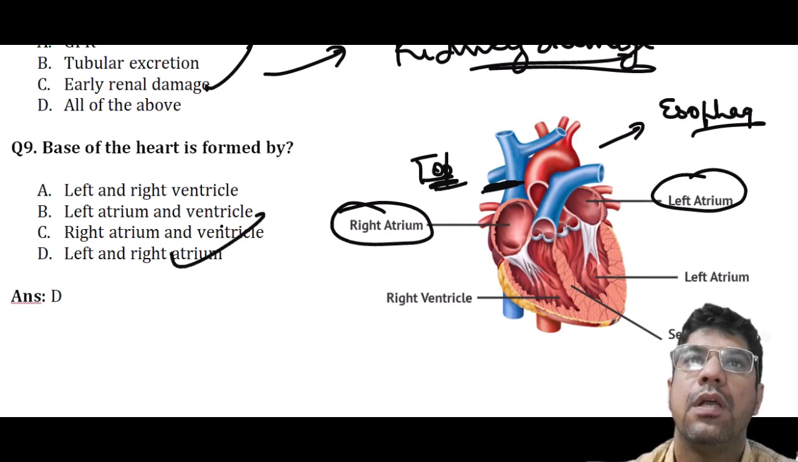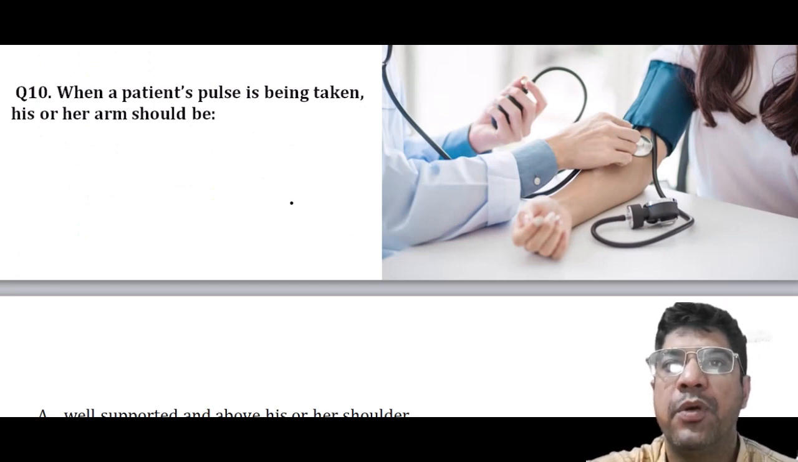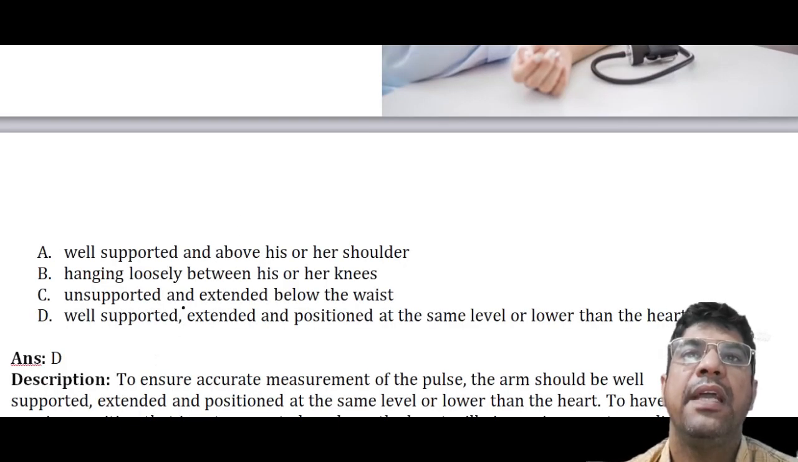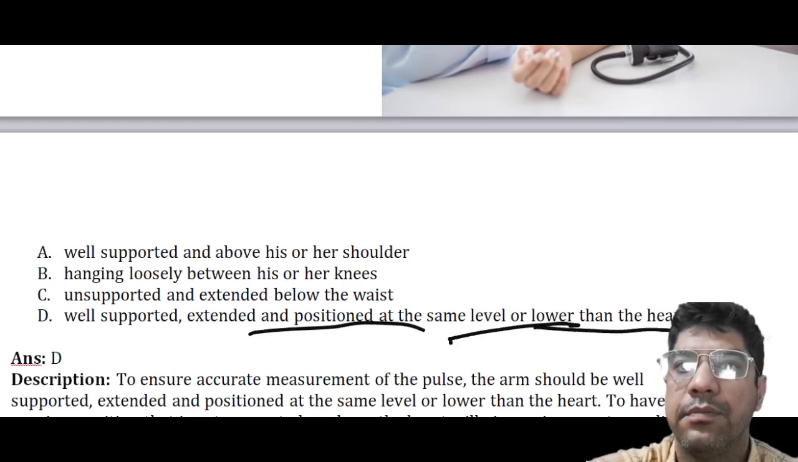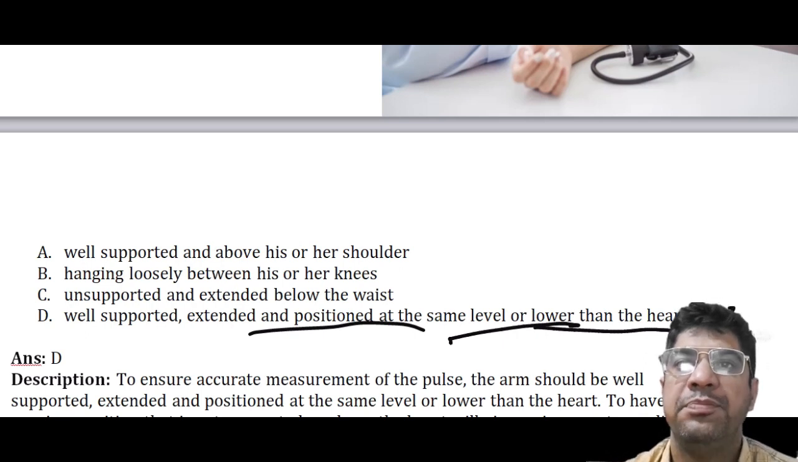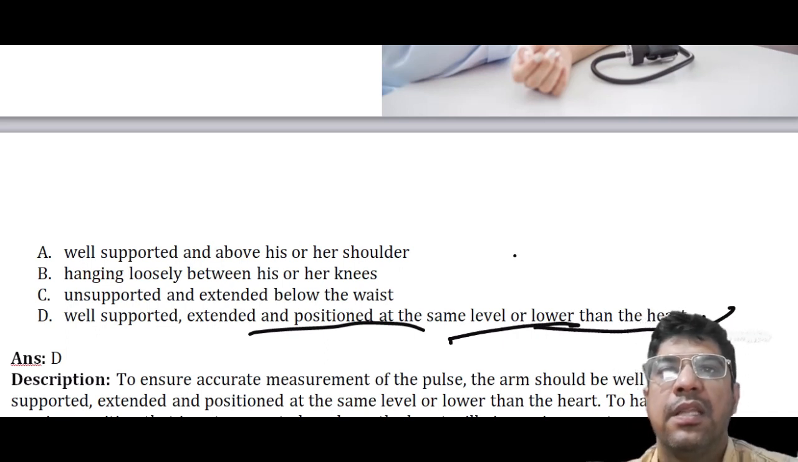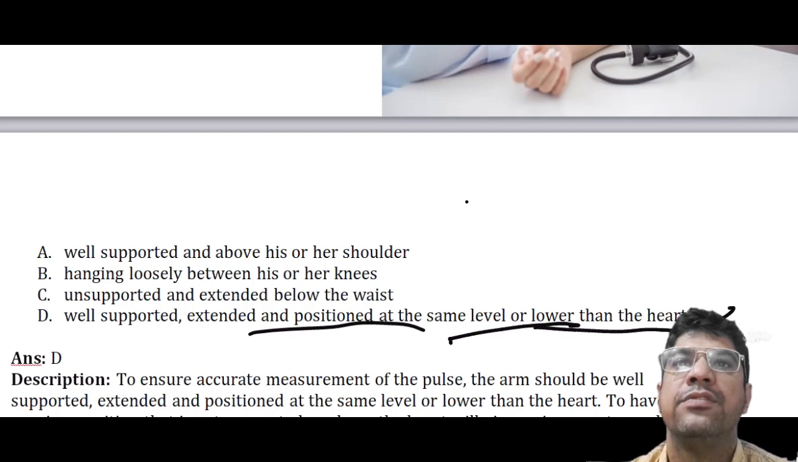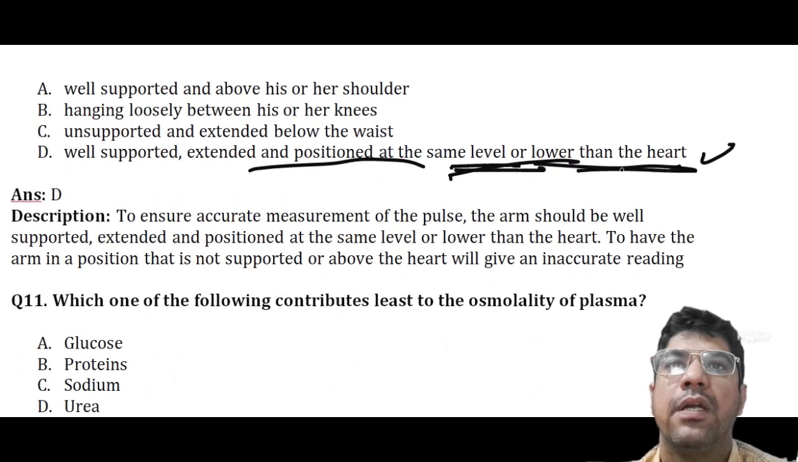Coming to the next question, when a patient's pulse is being taken, his arm should be well supported and extended, positioned at the same level or lower than that of the heart. This position ensures an accurate measurement of the pulse. Placing the arm in different positions can lead to inaccurate readings. So the arm should be at the same level or lower than that of the heart.